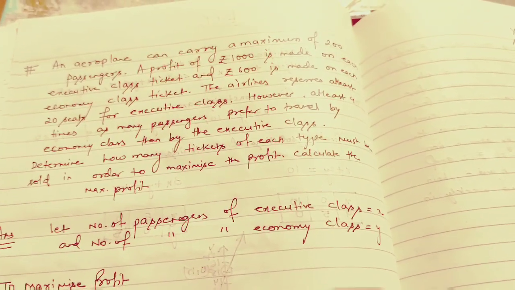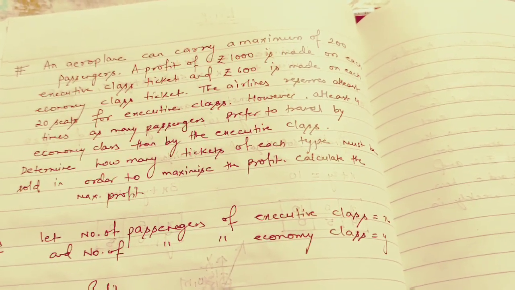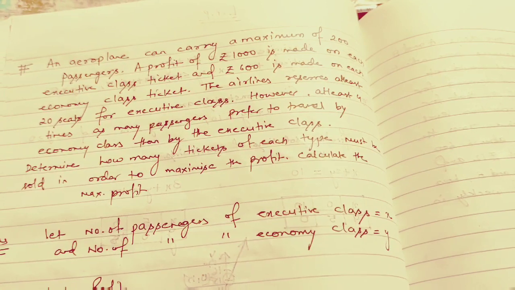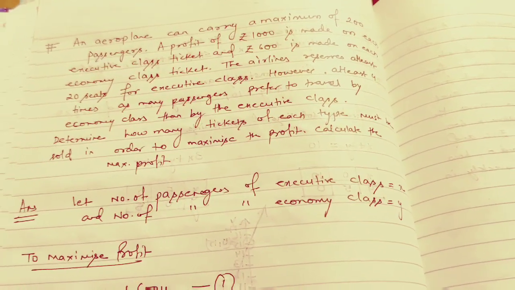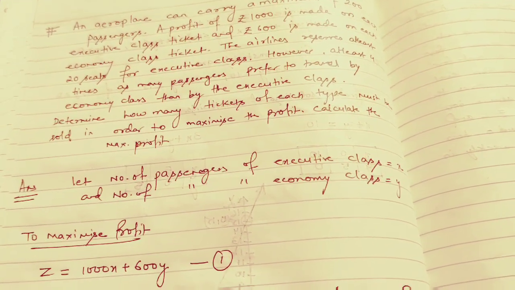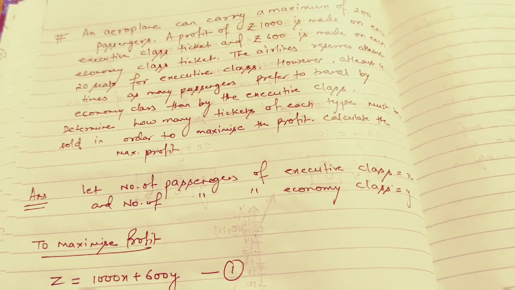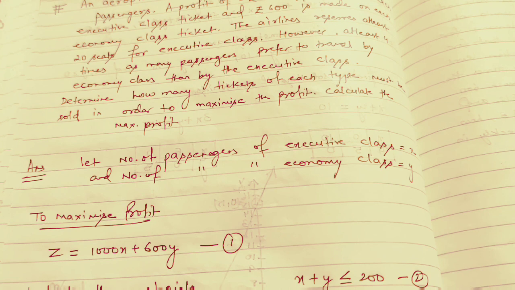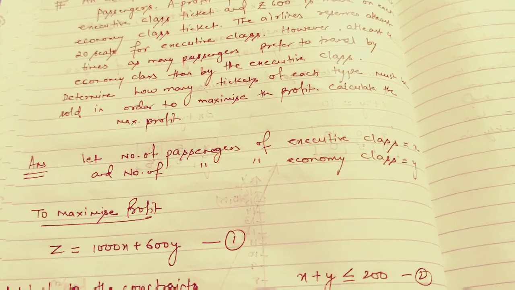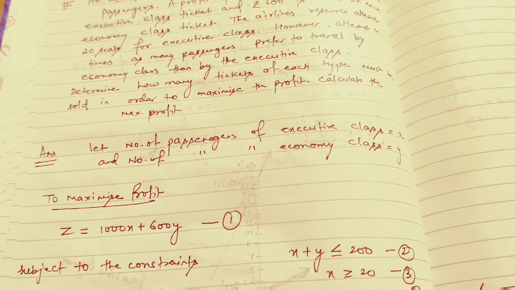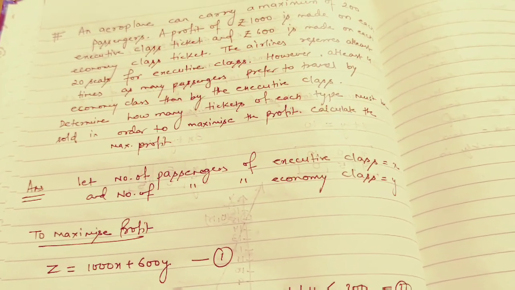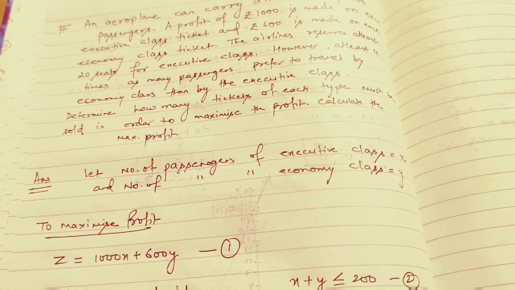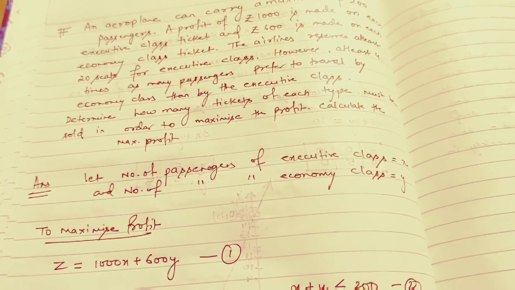So the objective function here is to maximize the profit, and we have to calculate the number of tickets of each type. So let the number of passengers of executive class be x and the number of passengers of economy class be y. To maximize the profit, the objective function is z equal to 1000x, as the profit on the executive class is rupees 1000, plus 600y, as the profit is rupees 600.